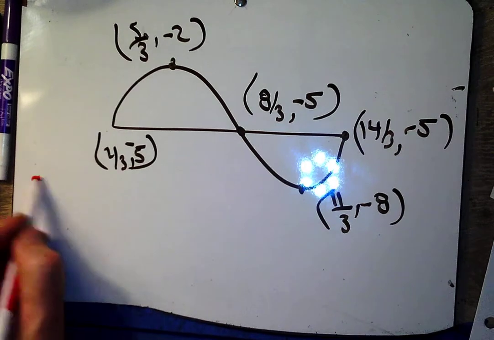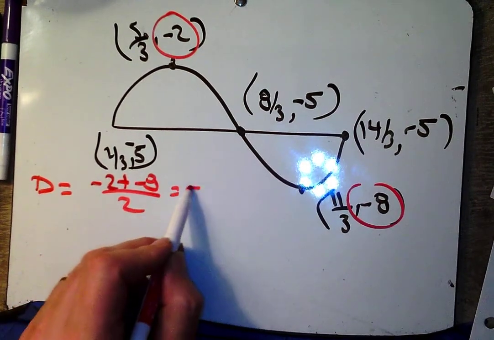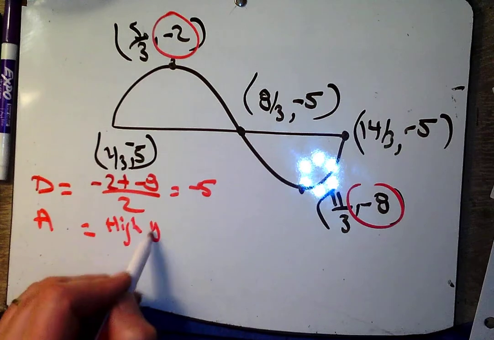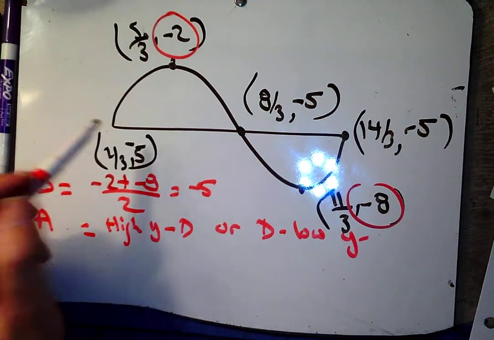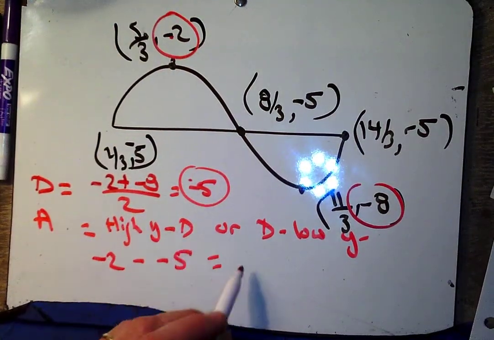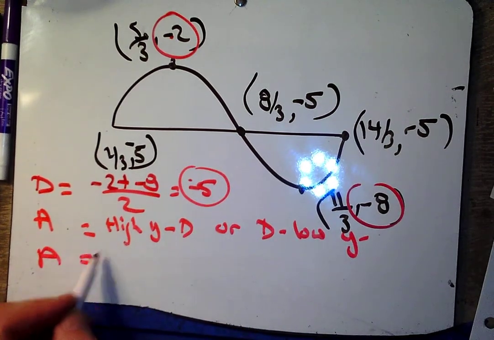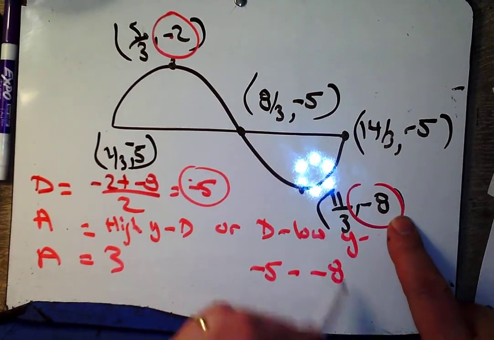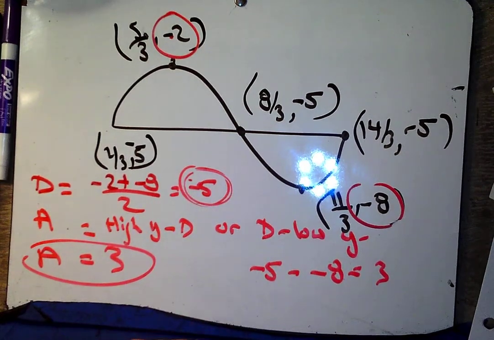So, D. D is the average of the high and low y values. Minus 2 plus minus 8 over 2 is negative 10 divided by 2, which is negative 5. A equals high y minus d, or d minus low y. Our d value is negative 5, so high y minus d is minus 2 minus minus 5, which is minus 2 plus 5, or 3. So high y minus d gives me a equals 3. But look, we could also do d minus low y: minus 5 minus minus 8, that's plus 8, so I get 3 again. A equals 3, d equals negative 5.